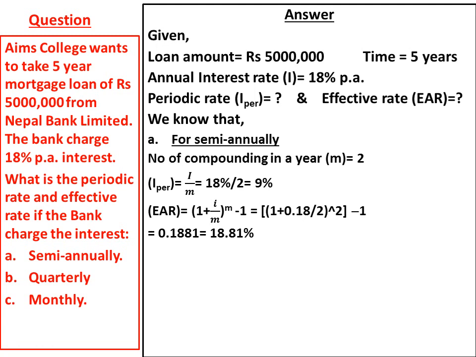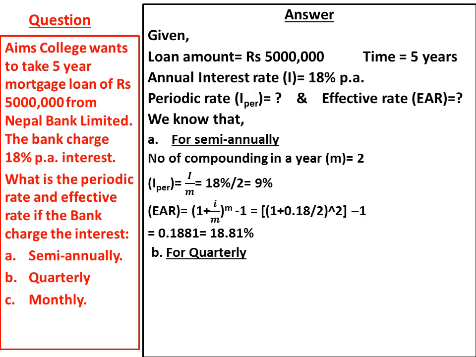Always pay attention that when comparing the annual interest rate and EAR, the EAR is always greater than the annual interest rate, that is more than 18% here.